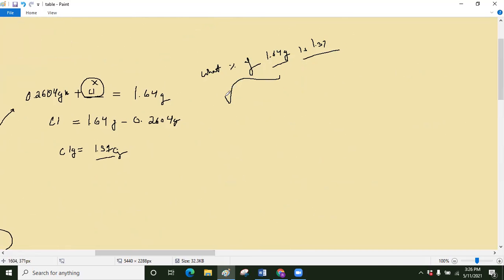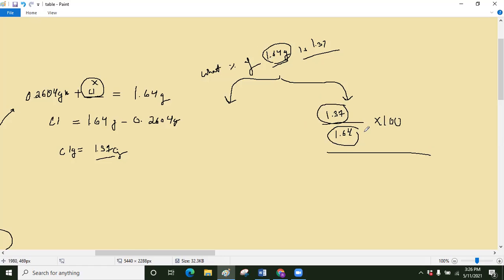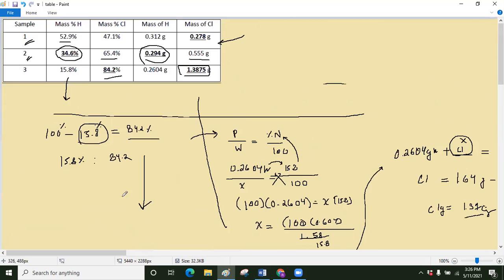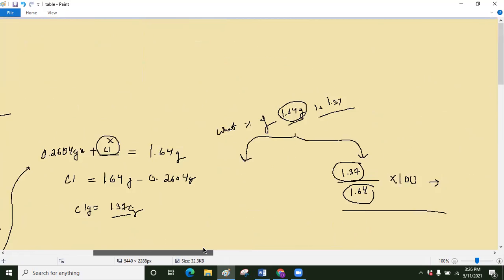Now, of course, you could do the part over the whole bit, but once you really get used to it, you want to take 1.37 over 1.64 and multiply that by 100. What really is going on here? Well, you're saying that you have this much out of this much, and you want that in terms of percent, so you multiply by 100 to get that percentage. Eventually you'd come to the same percentage we have for chlorine, which is 84.2.